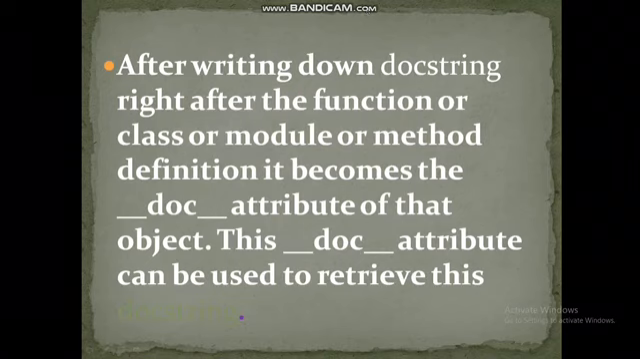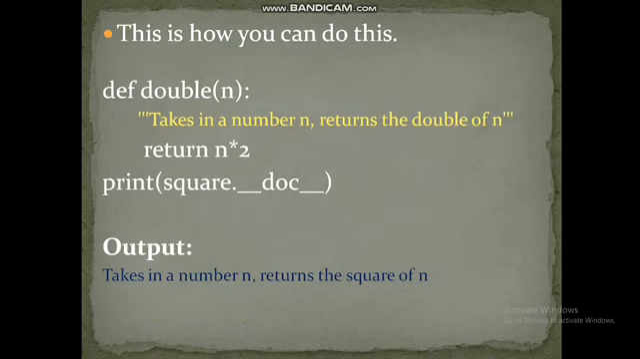After writing down docstring right after the function or class or module or method definition, it becomes the doc attribute of that object. This doc attribute can be used to retrieve this. This is how you can do this. This is a single line docstring comment written right after the definition of the function called double. And as you can see, we used the print function here to print the docstring comment. We used the attribute called doc, and as you can see, the output is clear here, exactly what is written in the docstring comment.